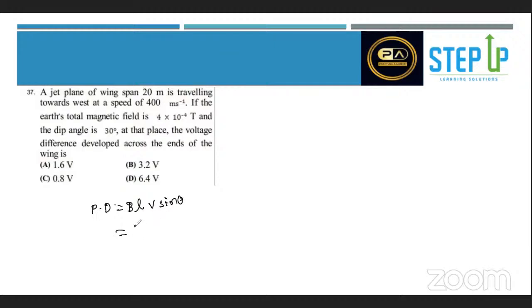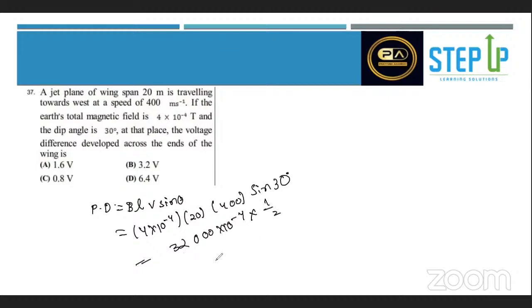When we try to substitute the values, B is equal to 4 into 10 raised to minus 4 Tesla. L is 20 meters, velocity is 400 meter per second, and the angle is 30 degrees, so sine 30. When you solve this, it becomes 32,000 into 10 raised to minus 4, into sine 30 degrees, which is half, basically 16, so 1.6 volts. This is the direct formula to find out the potential difference, BLV sine theta.